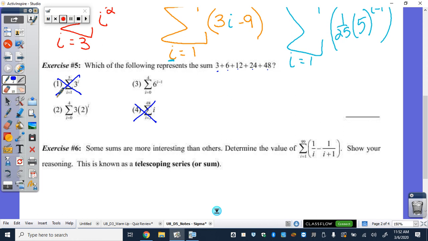So how about if we look at choice 2? I'm kind of thinking it's choice 2, because what are they multiplying by each time? 2, and I got that 2 there. So that's making me think it's probably going to be that one.